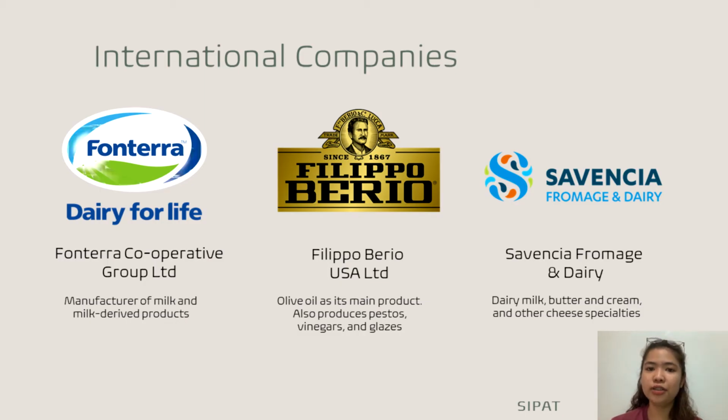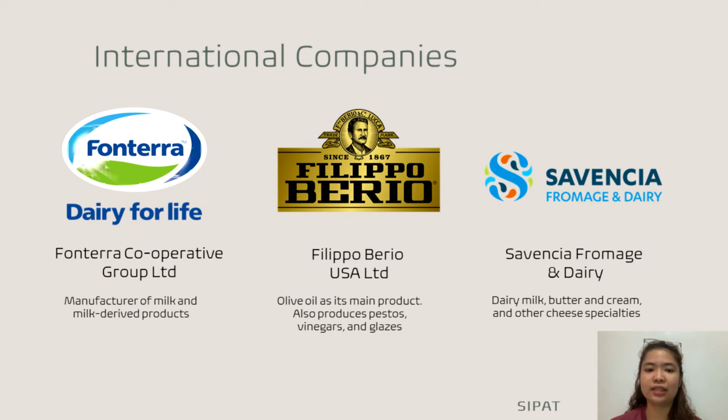For the international companies, first we have Fonterra Cooperative Group Limited. The company derives its revenue from the collection, manufacturing, and distribution of milk and milk-derived products. Fonterra exports a wide range of dairy products to over 140 countries. Then, second is Filippo Berio USA Limited. This company is one of the most famous producers of olive oils in the USA. Furthermore, they also produce pestos, vinegars, and glazes.